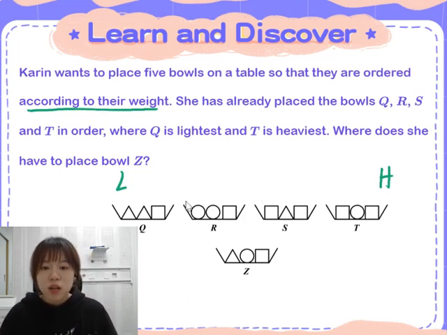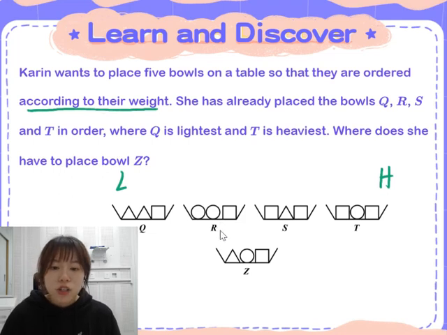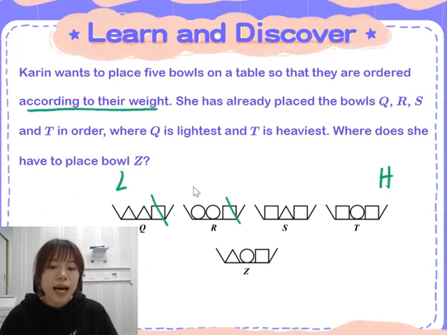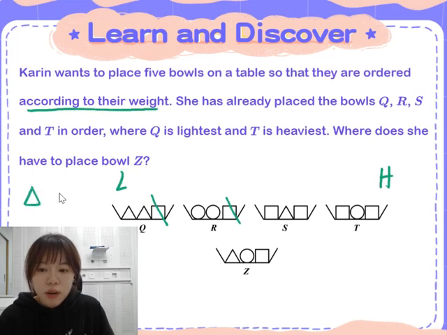So let's compare Q and R. So they have something in common, right? They all have one square, and these 2 things, they are the same weight. And the different part is 2 circles and 2 triangles. So now, do you know triangle and circle? Who gonna be heavier? Yeah, the circle is heavier. So triangle is lighter than circle.